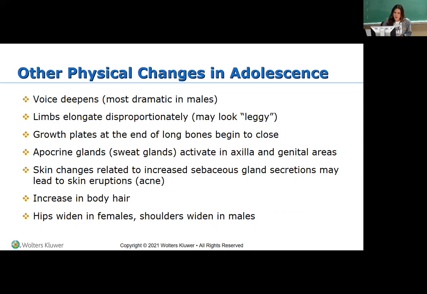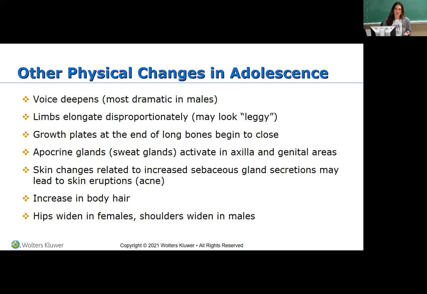They will definitely start getting some of their mature sweat glands. Those apocrine glands will start activating in the axilla area, and for the girls, maybe under their breasts and even in their genital areas. So hygiene is super important. You're going to start having that smell when you walk into the room, and it's like, oh my gosh, it smells like a gym in here.